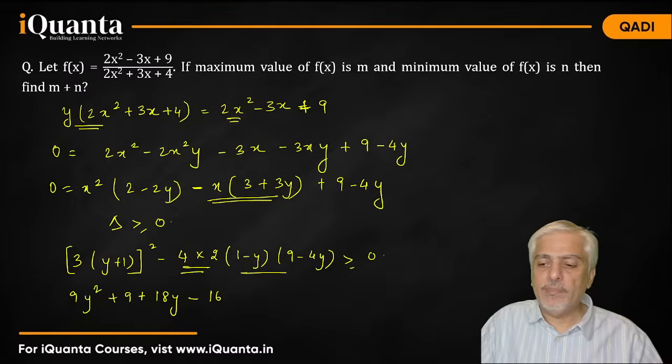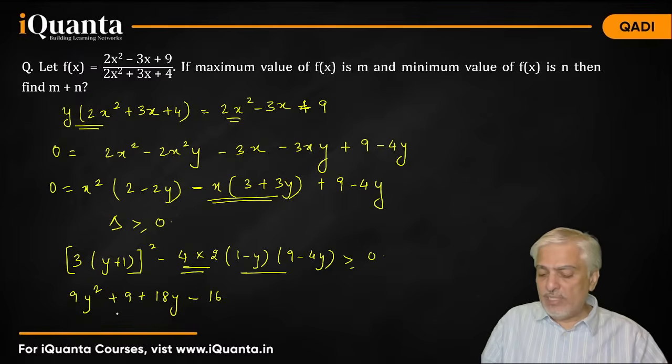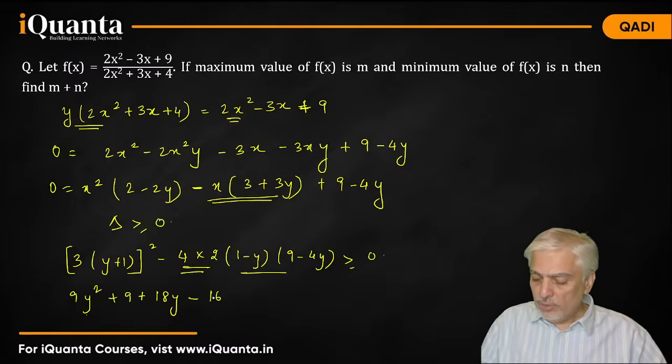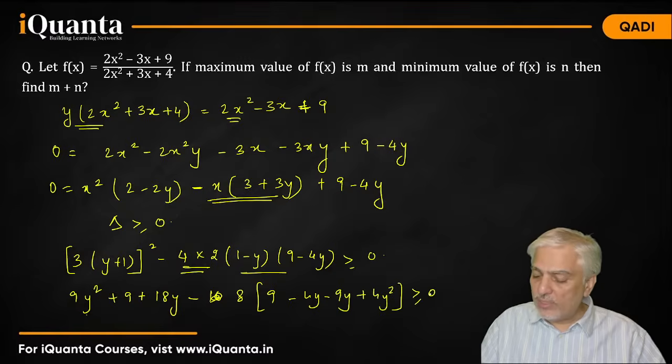Yeah, everybody can see it properly. Has anybody solved this whole equation? So let's just solve it carefully. Minus 8 into, I'm going to expand everything carefully. 9 minus 4y minus 9y square plus 4y square greater than or equal to 0.